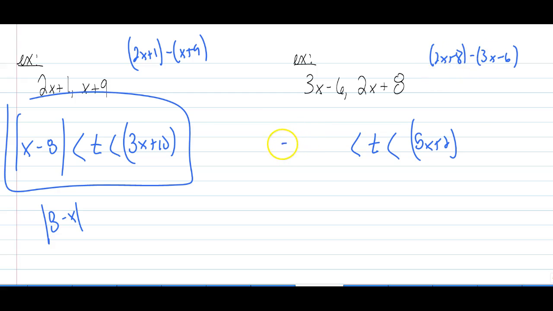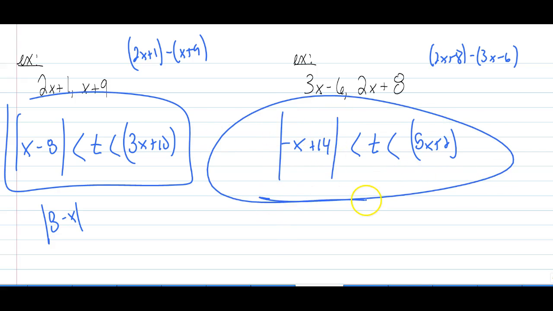2x minus 3x is negative x. 8 minus negative 6 is 14. So absolute value bars for our lower bound. Absolute value bars anytime we don't know which one of the terms is bigger when we're subtracting them. Because if I had taken 3x minus 6 minus the 2x plus 8, it would have been x minus 14 for the lower bound, but this is exactly the same thing.